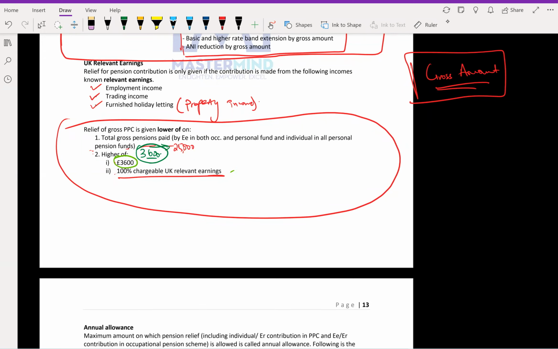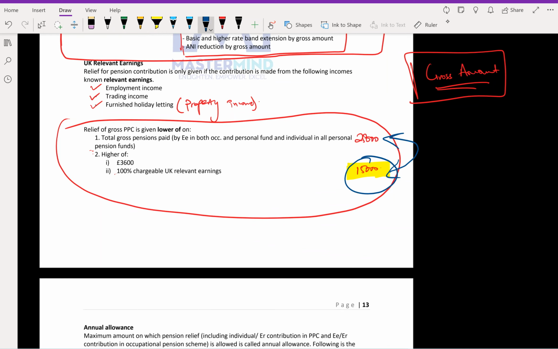What if, third case, what if your gross total pension contribution is 25,000 only? Okay. But your UK relevant earnings are, let's say, 15,000. So between 15,000 and 3,600, which one is higher off? Obviously 15,000. Now, once you've got the higher off, you have to take the lower off between the two. So obviously the lower off also turns out to be 15,000 between 25,000 and 15,000.